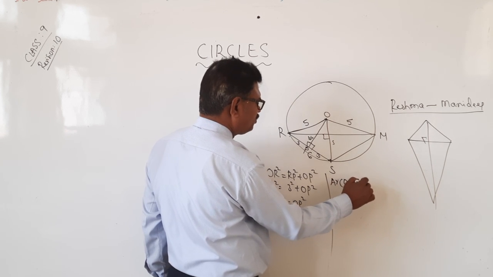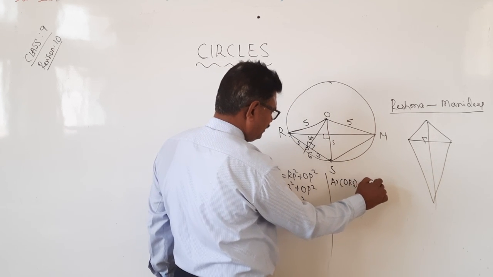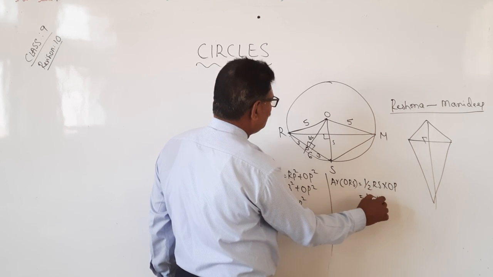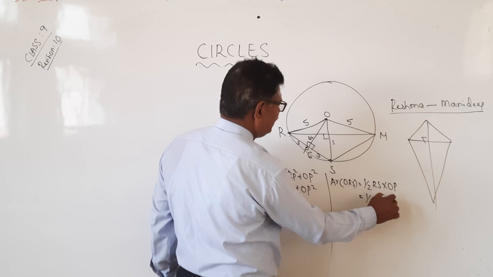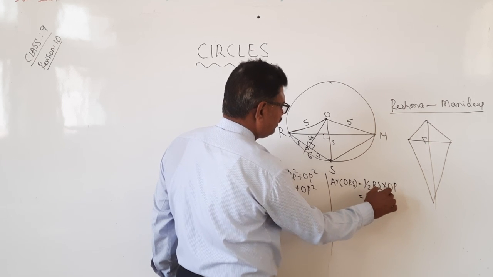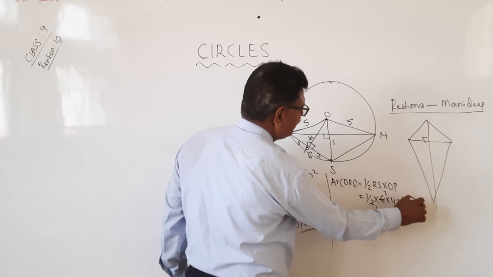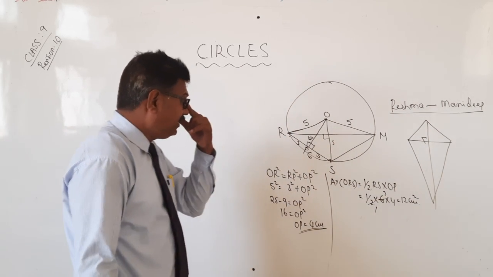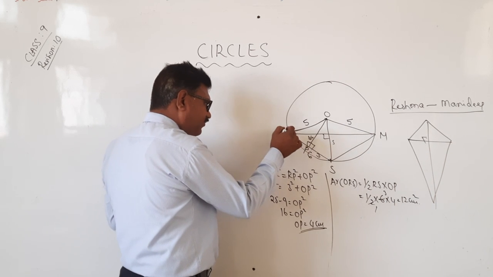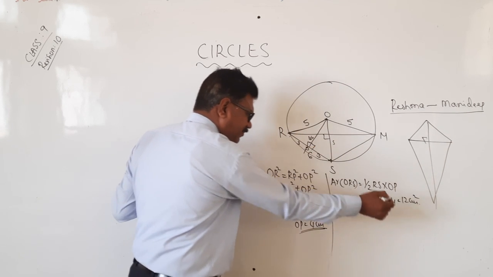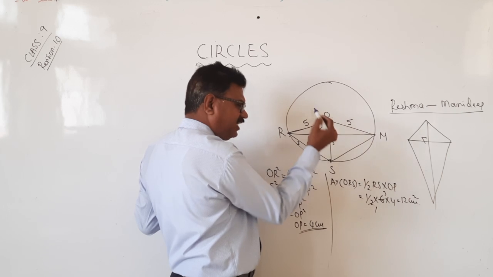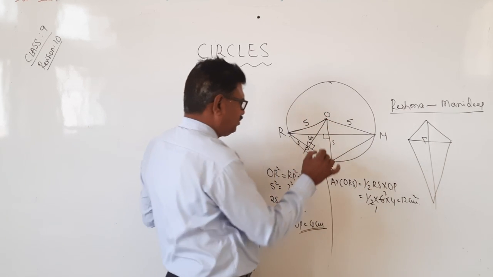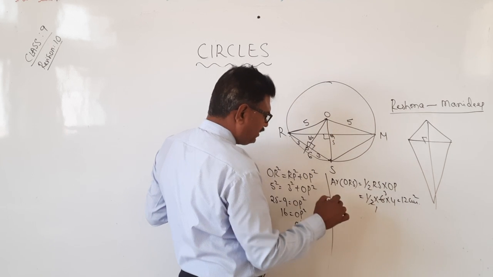Area of ORS is equal to half into RS into OP. So half into RS is 6 into OP is 4. 2 1s are 2, 2 3s are 6, 12 centimeters. Sorry, 12 centimeter square. Now, when it is 12 centimeter square, if you take this base it is also the same area. Correct or not? So let it be meeting at Q.